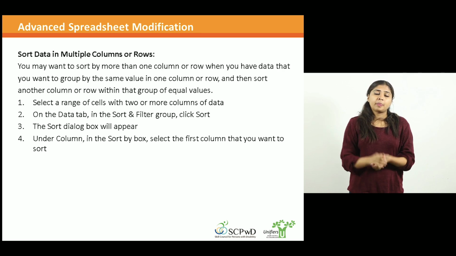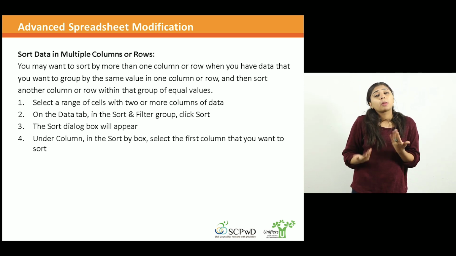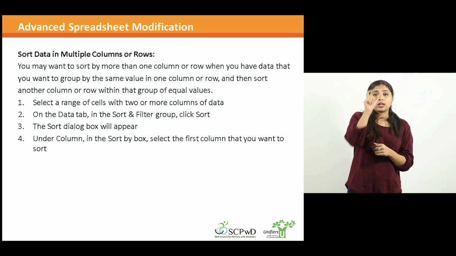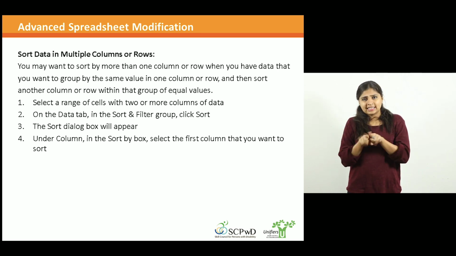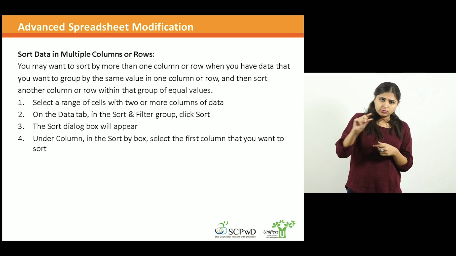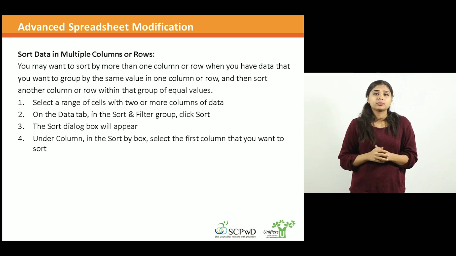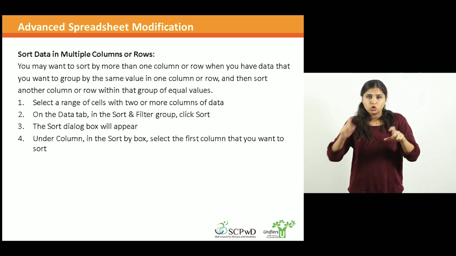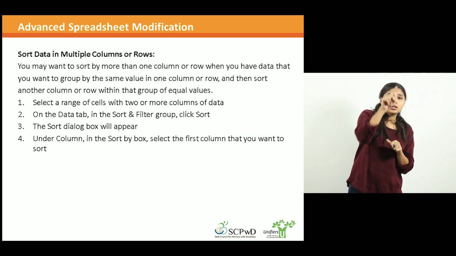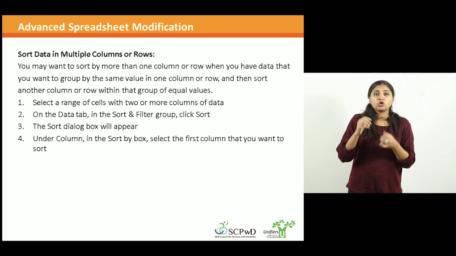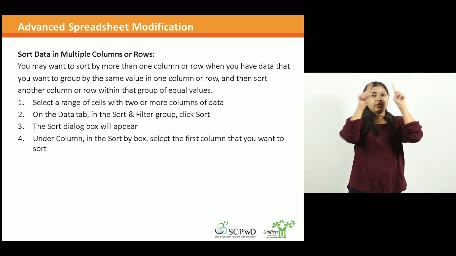Sort data in multiple columns or rows. You may want to sort by more than one column or row when you have data that you want to group by the same value in one column or row, and then sort another column or row within that group of equal values. Select the range of cells with two or more columns of data. On the Data tab in the Sort and Filter group, click Sort. The Sort dialog box will appear. Under Column, in the Sort By box, select the first column that you want to sort.